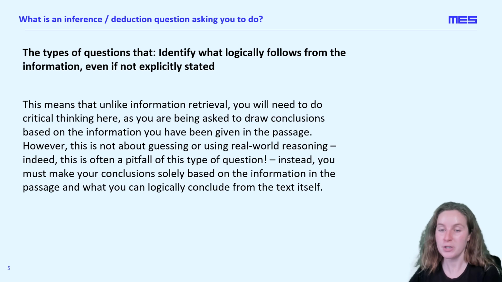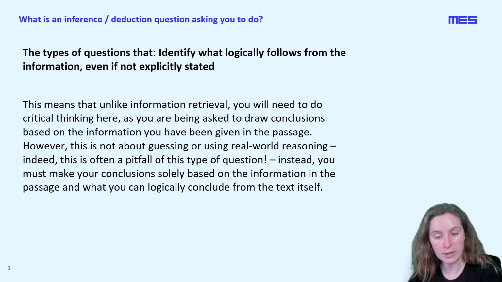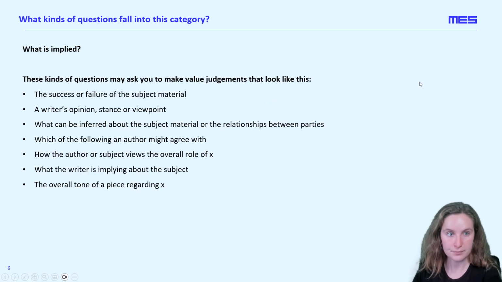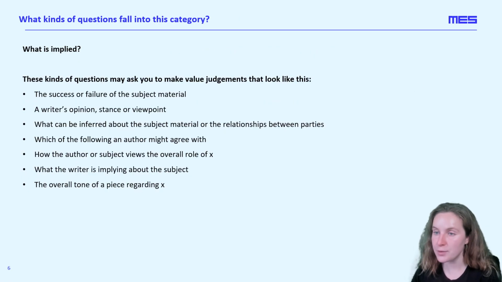So unlike information retrieval, which is slightly more straightforward, it's just looking for the information in the passage. You need to do some critical thinking here, as you're being asked to draw conclusions based on the information you're given. It's not about guessing or using your real world reasoning or knowledge. It's about making your conclusions based on the evidence you have. Indeed, using real world information or knowledge is usually a pitfall of this type of question, because it relies on you using information that's outside of the passage, which is not what the examiner is asking you to do.